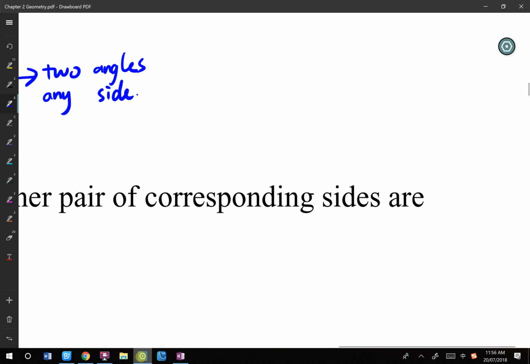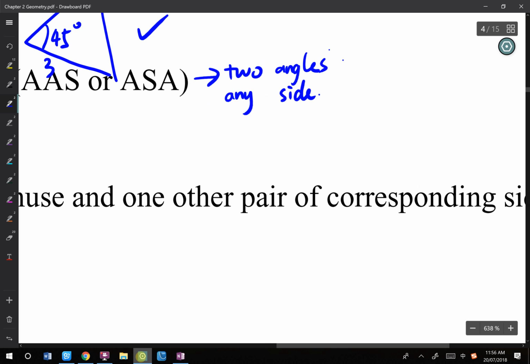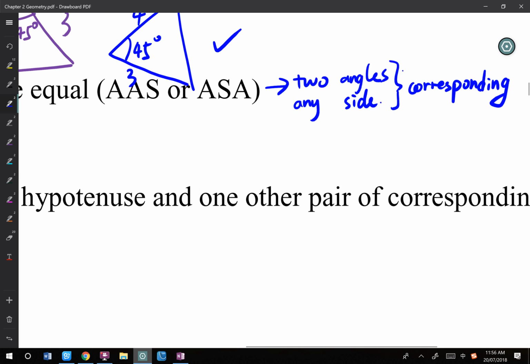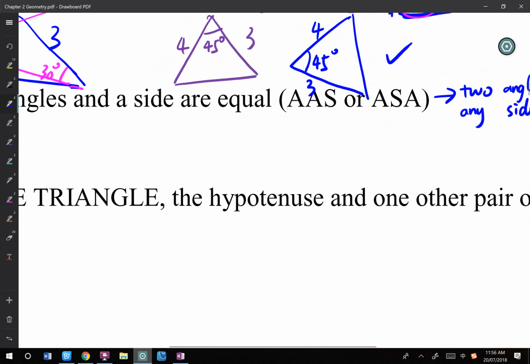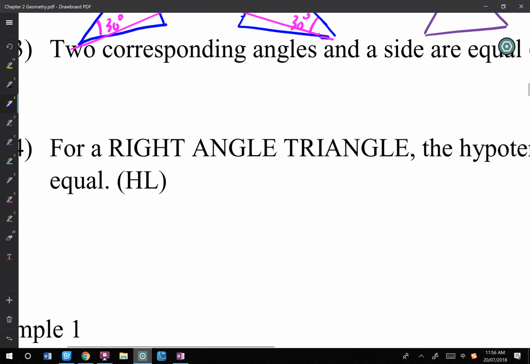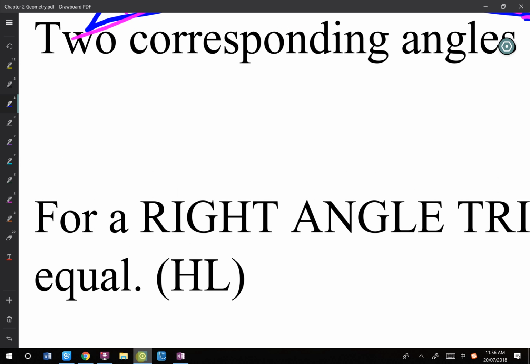But you must remember a word. Corresponding. Okay, corresponding. I will draw an example for you and you tell me whether they are congruent or not.